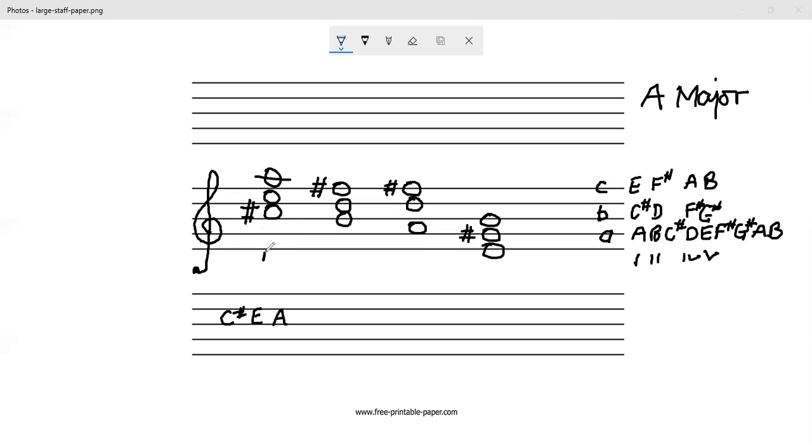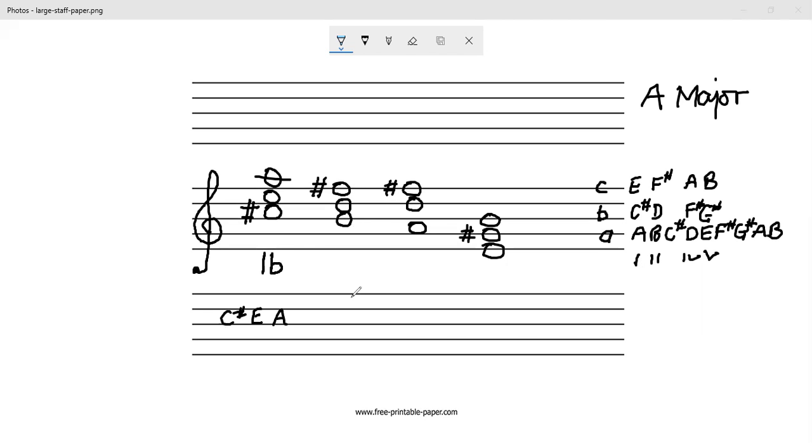Now, to find out what letter goes with it, I say, what's the lowest note in that chord? What's the lowest sounding note? It's going to be C sharp. So I come along to my chart and C sharp here, I go along and it's a B. I've got to write a B with that one.